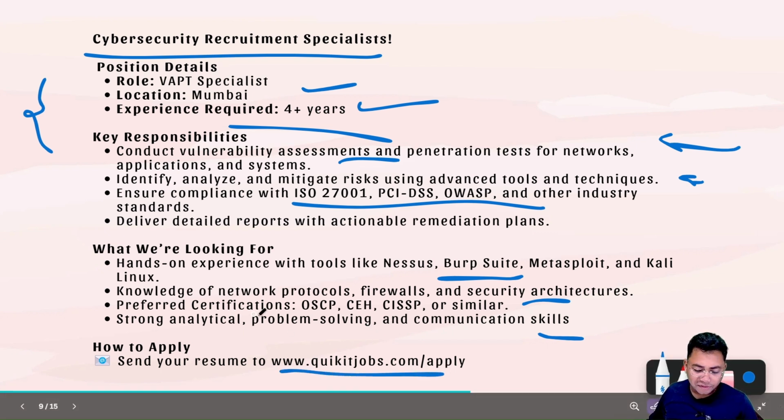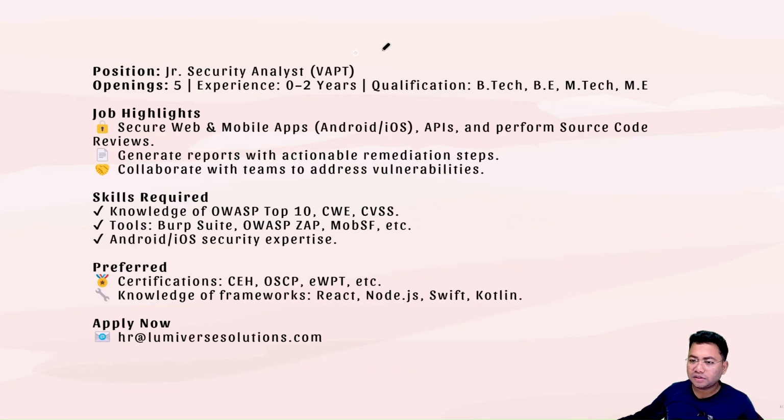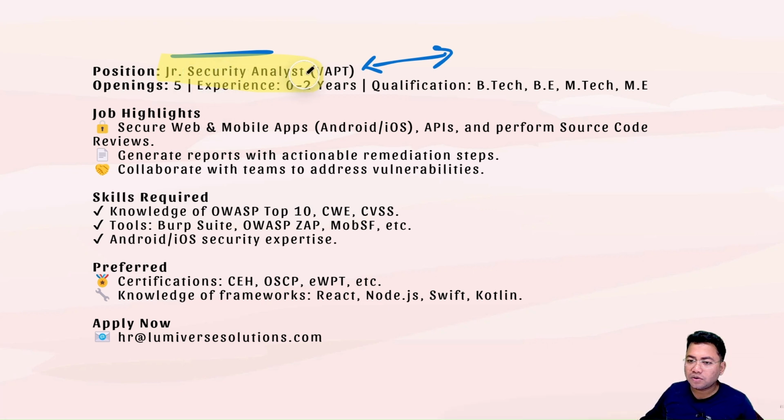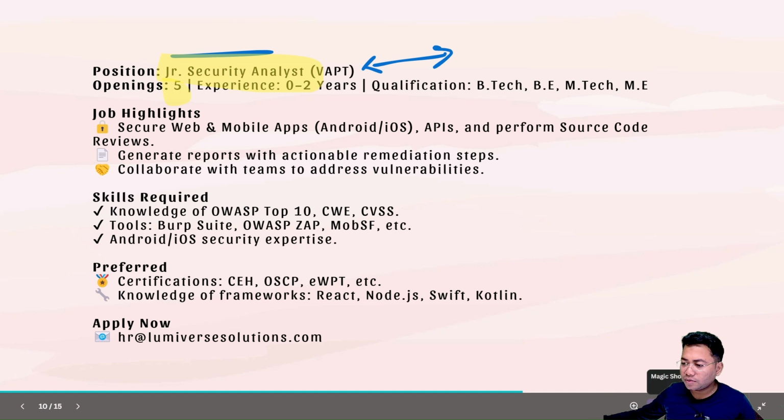Guys, those who are freshers, you can also check out this link, quickitjobs.com, where you can get multiple job openings. Next opening is as a VAPT analyst. Again, this is for the freshers. Job role is junior security analyst, so you can apply for this. Five people they are looking for. Minimum 2 years of experience is required.